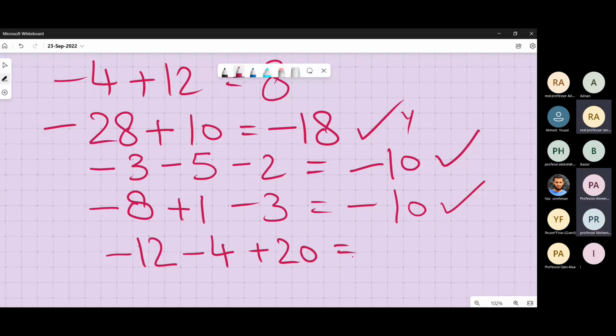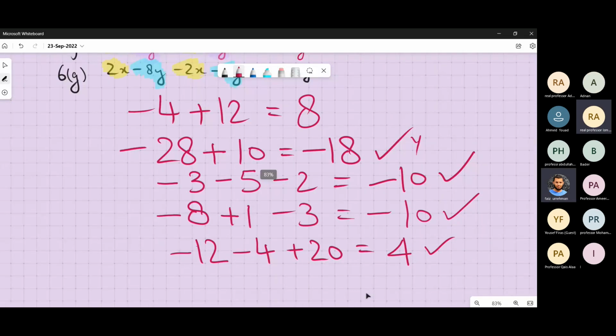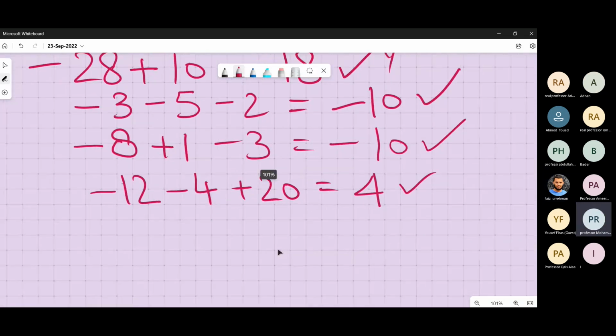What about minus 12 minus 4 plus 20? Be the first one. Muhammad Ali is getting faster and faster. He's punching very fast. I'm the first. Muhammad Ali is boxing very fast. Formula One.